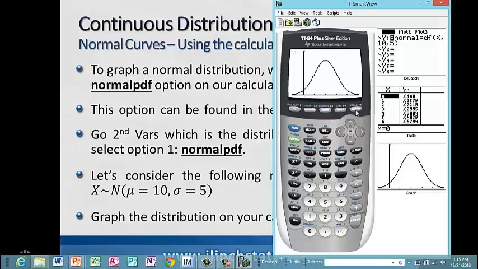Now, recall that under this option 1, normalpdf, there really is no such thing as calculating the probability that x is equal to an exact value like we did in our discrete case. Of course, that probability would be 0. This option is solely used for graphing only. So once again, do not use this for calculating probabilities. Only use this as an aid or a tool in graphing a normal distribution.